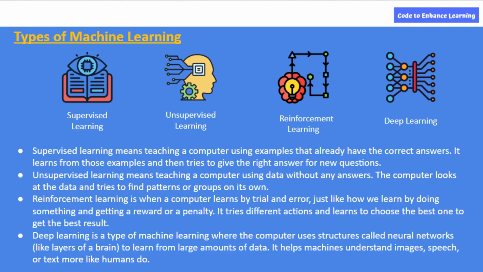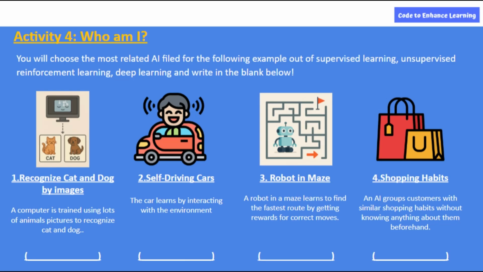And last one is deep learning. This is a special and more advanced type of machine learning. It uses something called neural networks, which work a little like a human brain. This helps the computer understand very complex data like images, speech, or even language. So, we just learned about the 4 types of machine learning: supervised, unsupervised, reinforcement, and deep learning.